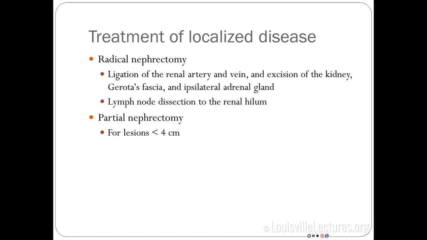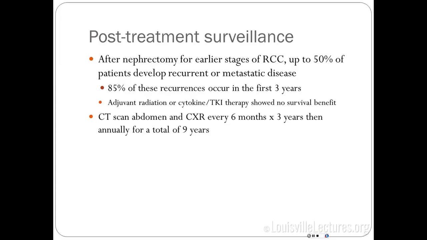And treatment is a radical nephrectomy. So basically removing as much as you can of the entire tumor and lymph node dissection to the renal hilum. If you have a small lesion, you can do a partial nephrectomy, small meaning less than 4 centimeters.